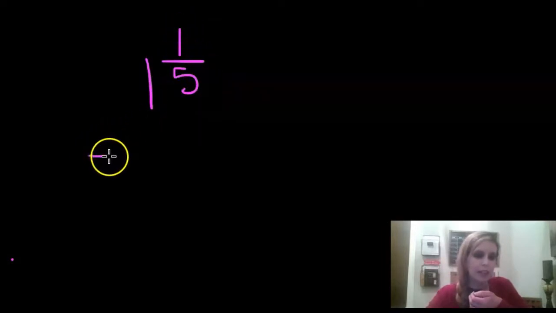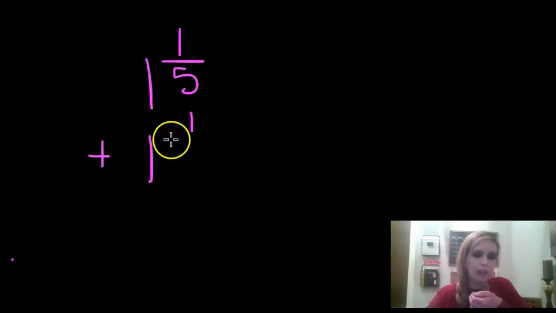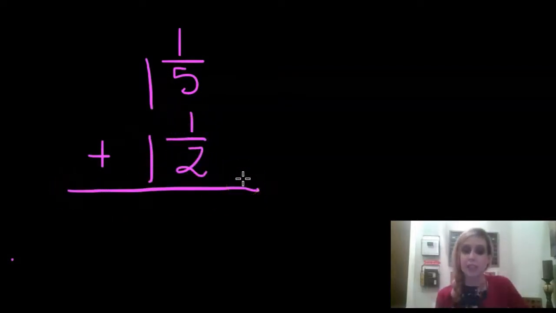So then let's talk about adding and subtracting fractions. Let's say that we are adding. Let's say I've got 1 and 1/5 and 1 and 1/2. Okay, so the first thing that you recognize there is I have unlike denominators.